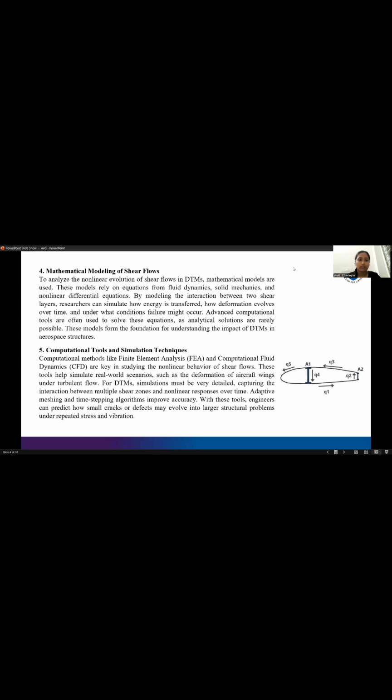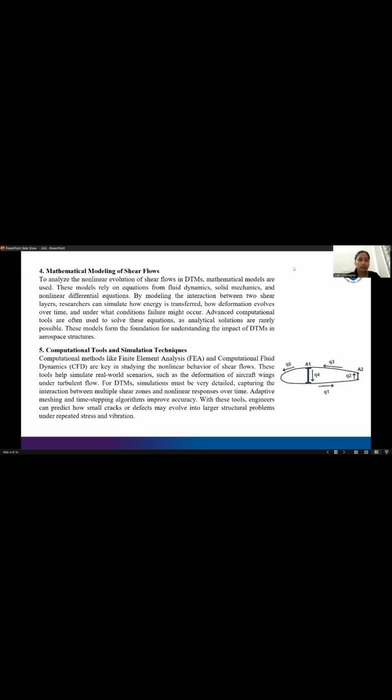Advanced computational tools are often used to solve these equations, as analytical solutions are rarely possible. These models form the foundation for understanding the impact of DTM in aerospace structures.